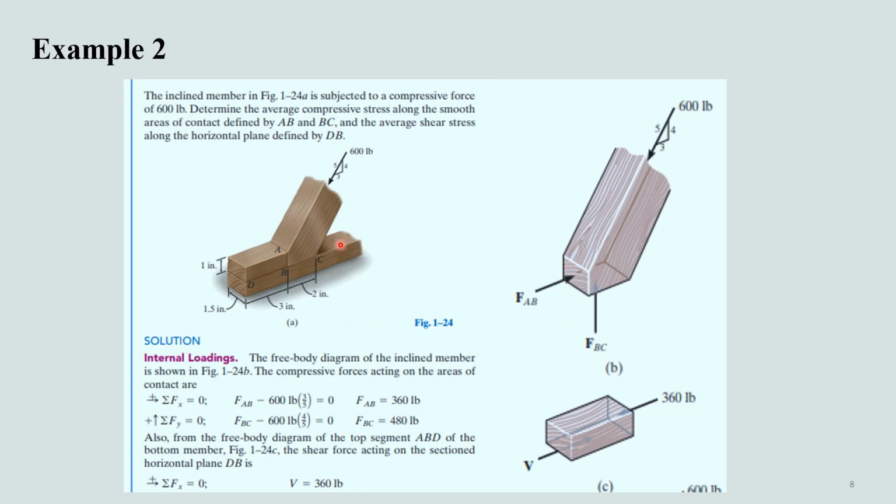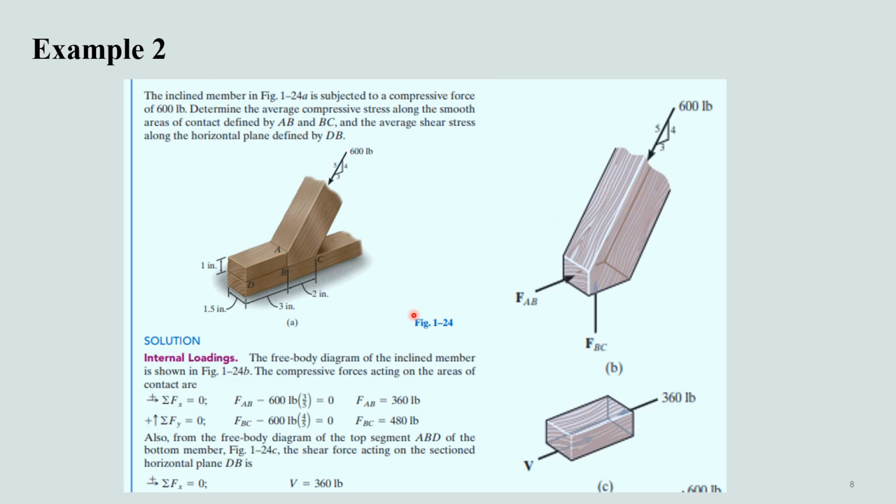If we draw a free body diagram of this first element, in which we need to determine the compressive forces on face AB and BC, we'll get to know that this AB and BC force are actually the vertical and the horizontal components of the applied 600-pound force on this inclined surface.